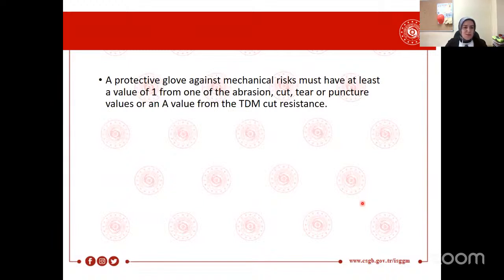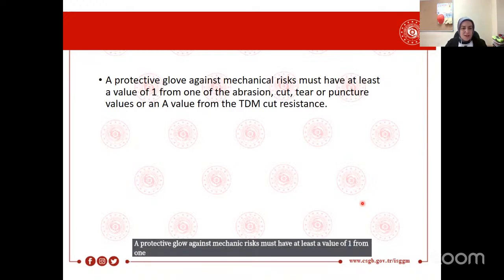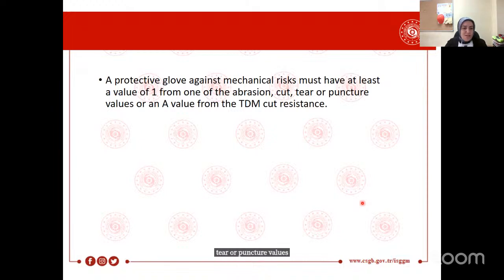A protective glove against mechanic risks must have at least a value of 1 from one of the abrasion, cuts, tear, or puncture values, or an A value from the TDM cut resistance. I will draw a pictogram here. From this definition, this is the pictogram. Sorry, the pictogram should be like that.